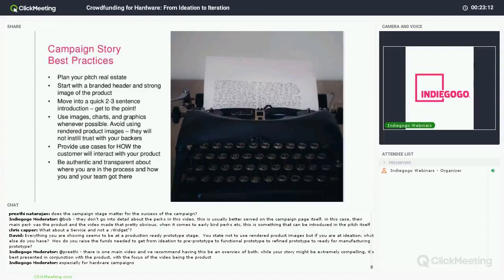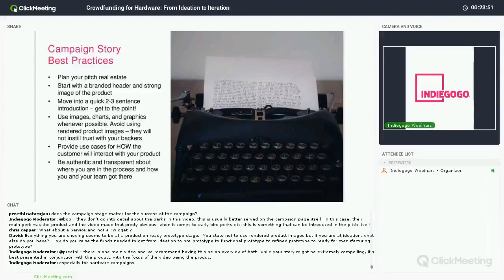You want to avoid using rendered product images. If you're in your prototype stage and you don't have an actual product yet, of course you should use your prototype to show the audience what you have. But if you do have an actual product, you want to get that out there and show people what you're doing as much as possible. Often rendered images will create distrust with your audience because they're not going to feel like they have proof or evidence that you can take it to the next stage.